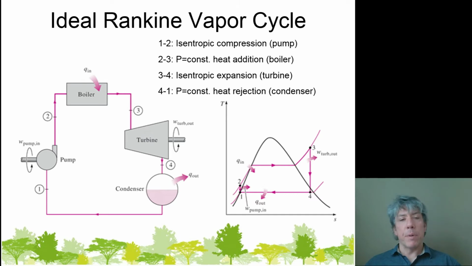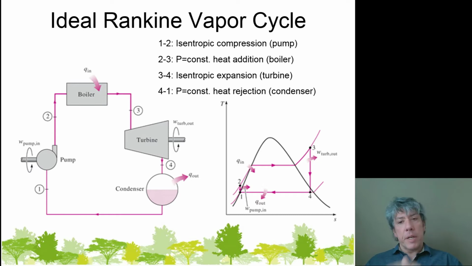And notice that under the vapor dome it is constant temperature because, since the pressure is already determined, that's the only degree of freedom we have under the vapor dome. So the temperature is already determined by the pressure that we set coming out of the pump.